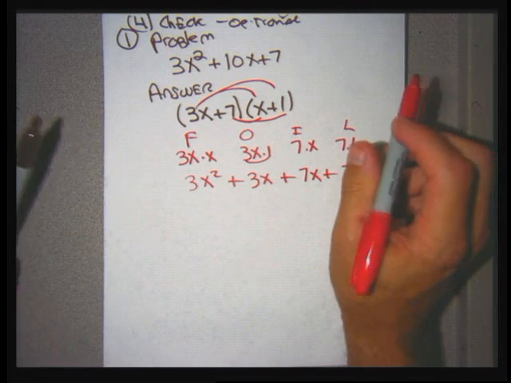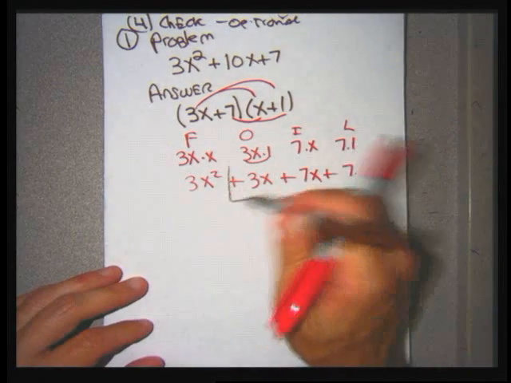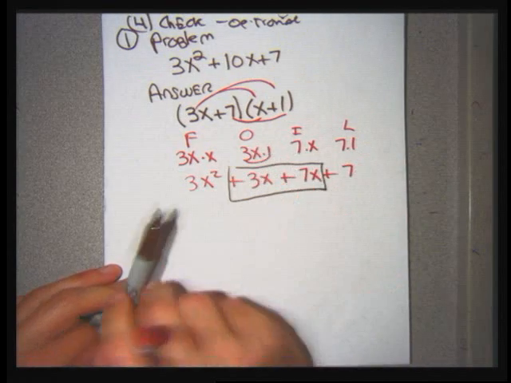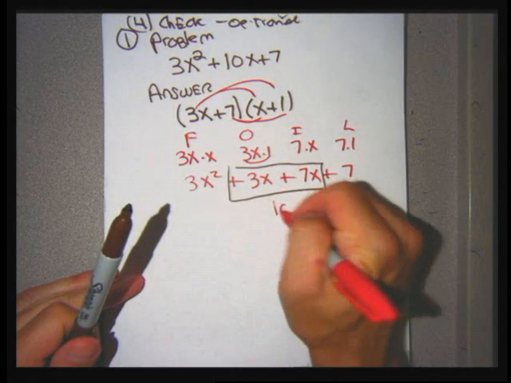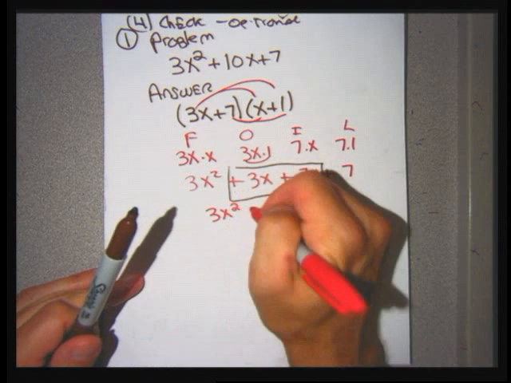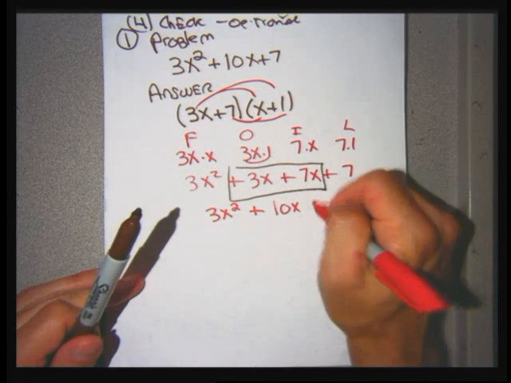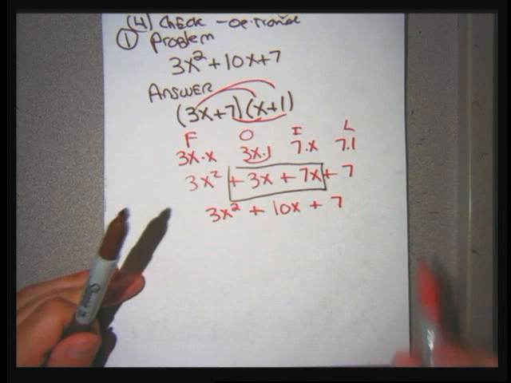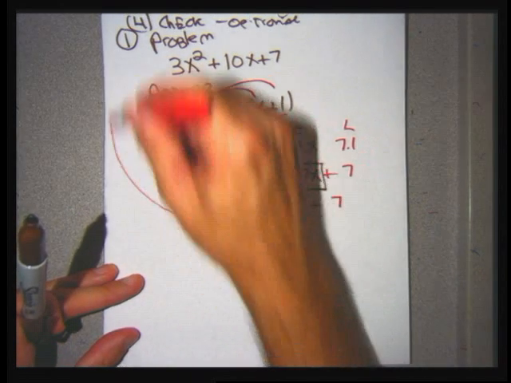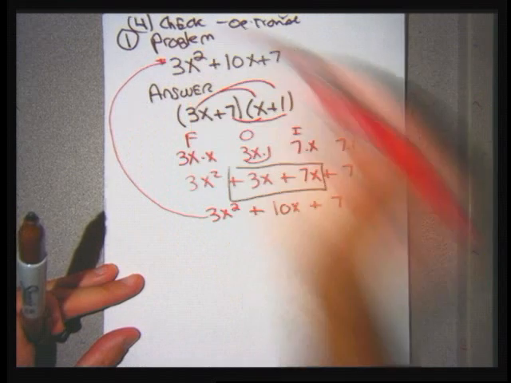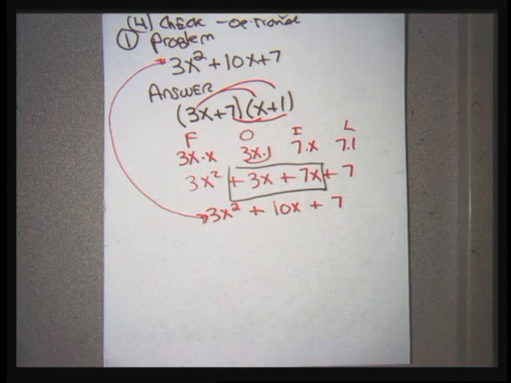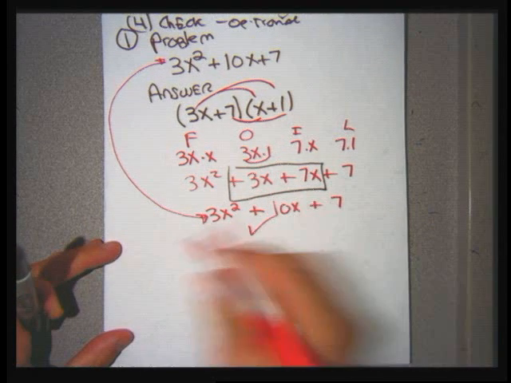And generally when you FOIL, the outers and the inners can be combined into a single term, and that's the case here. The 3x plus 7x will add up to be 10x. The 3x squared can't be added to a term that has an x to the first power, and the 7 can't be added to a term that has no x, or an x to the first power. If I look at my FOILing compared to the original problem, they're exactly the same, so my answer is correct. So I put a little check sign.